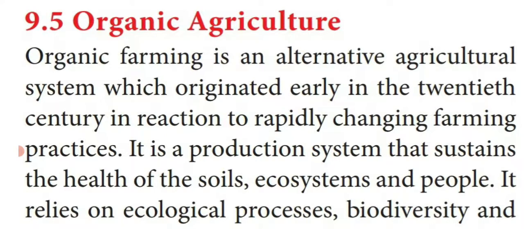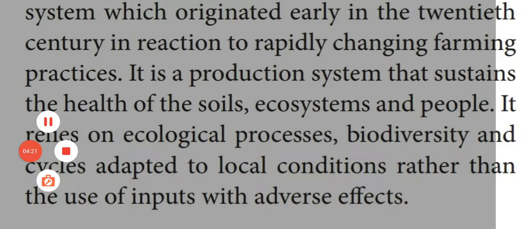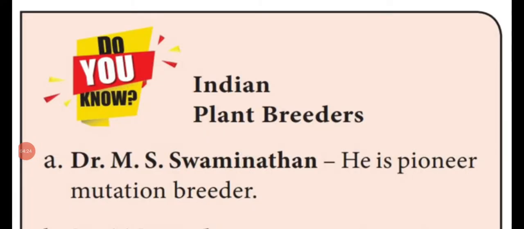It is an alternative source which increases the health of a soil, maintains the ecosystem and also health of the people. It maintains ecological processes, biodiversity and adapts the environmental condition instead of using any external inputs in different environmental problems. Dear students, what is organic agriculture is the important 2 mark and 3 mark question.